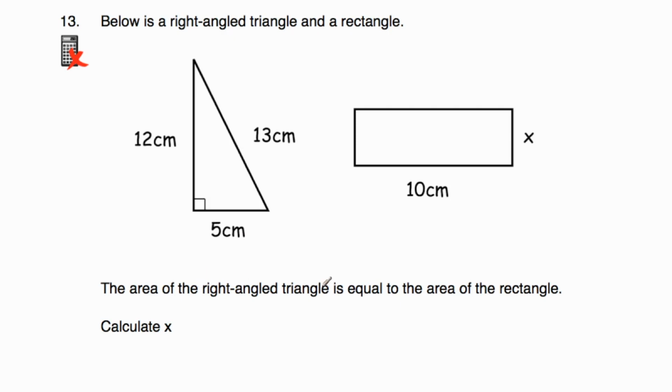And the area of the right angle triangle is equal to the area of the rectangle. So both shapes have got the same area. So if we work out the area of the triangle, then that will tell us the area of the rectangle, and then we can work out the width of the rectangle. So let's find the area of the triangle to begin with.